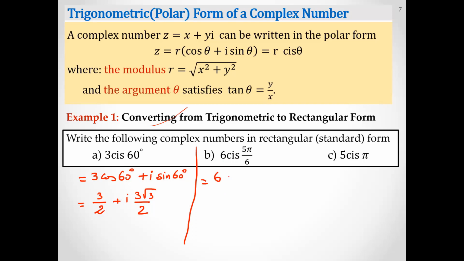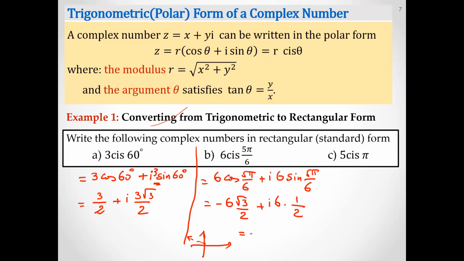For this one, the same: 6 cosine 5 pi over 6 plus i... 6. I forgot here 3. Be careful. 6 sine 5 pi over 6. 5 pi over 6 موجودة in which quadrant? It's in quadrant 2. So it's minus 6 root 3 over 2 plus i 6 times half. So it's minus 3 root 3 plus 3i. This is the complex number in standard form.